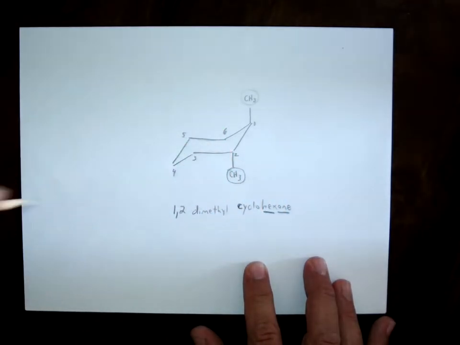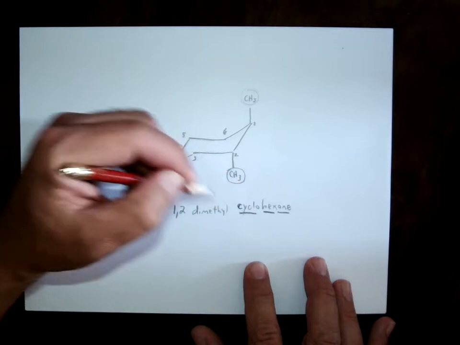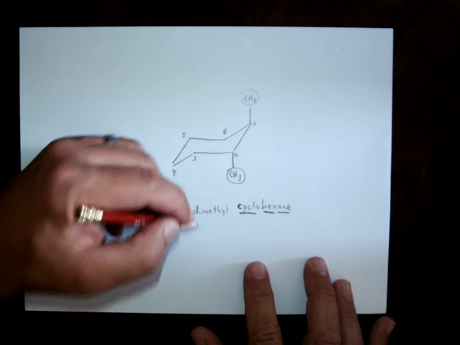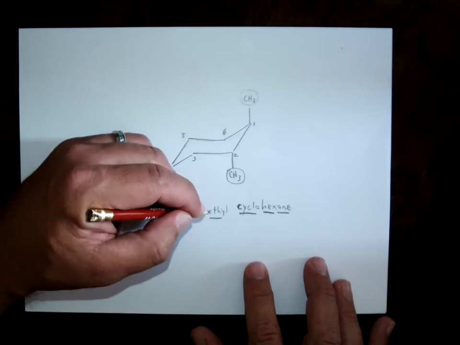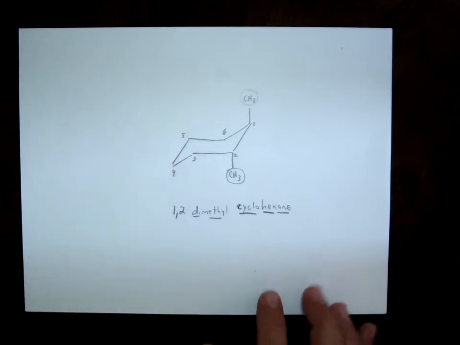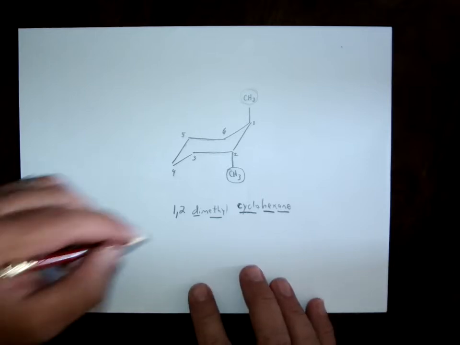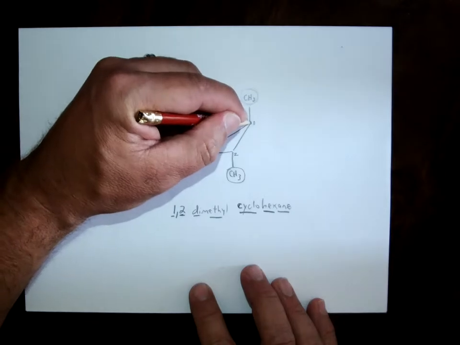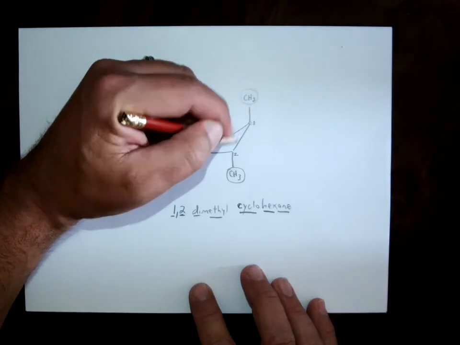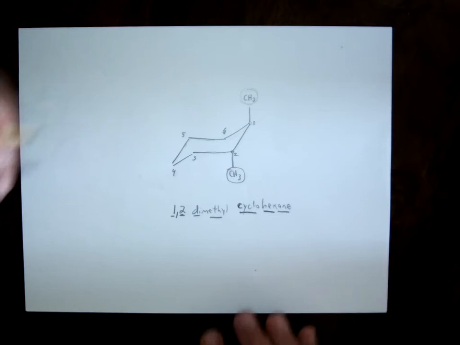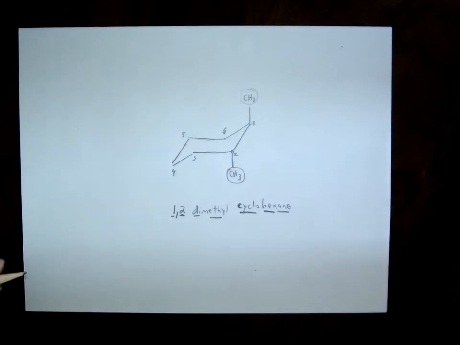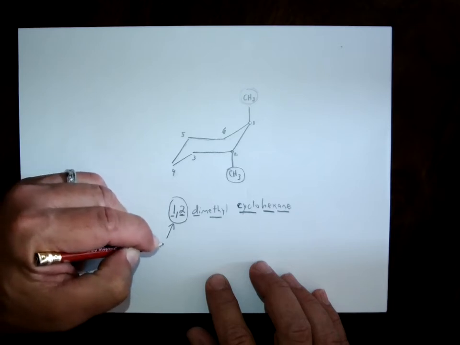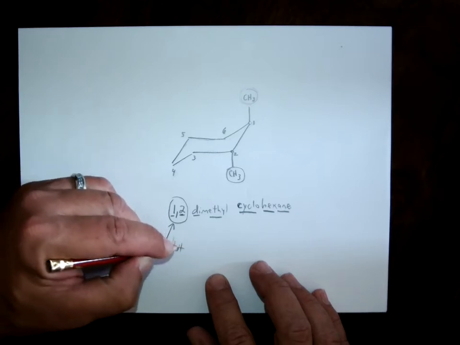Hex means we have 6 carbons. Cyclo means it's in a ring, so each piece of the word means something. Dimethyl means we have 2 methyl groups substituting for hydrogens in the cyclohexane, and then 1 and 2 means that if one of the methyls is on carbon number 1, the other one is on carbon number 2, or adjacent to that. So the constitutional part is where the methyls are attached, constitutional isomerism.